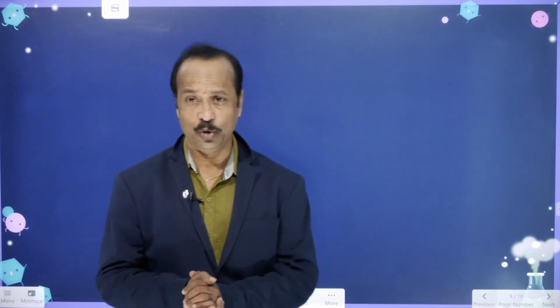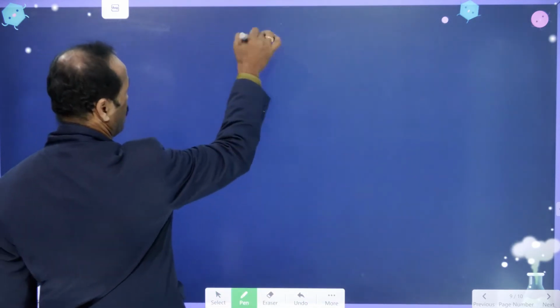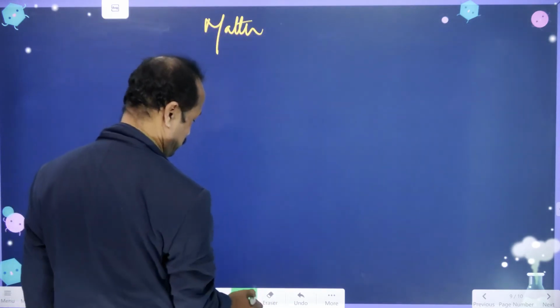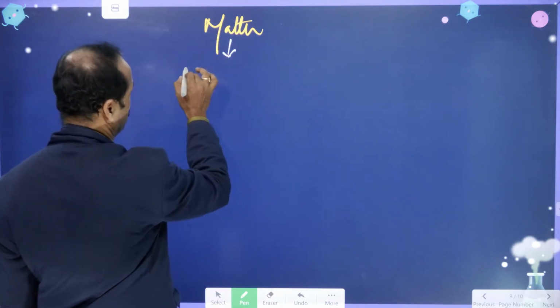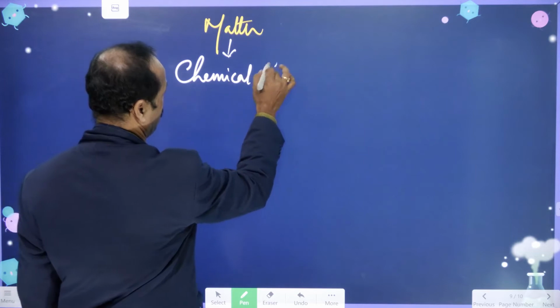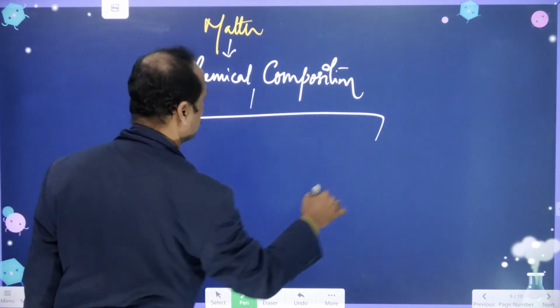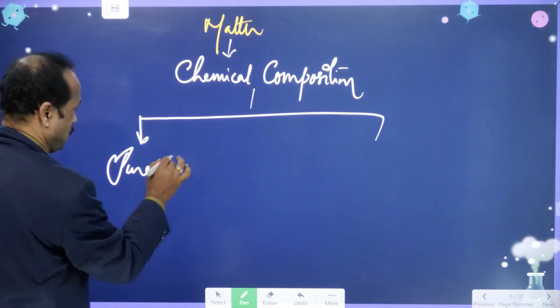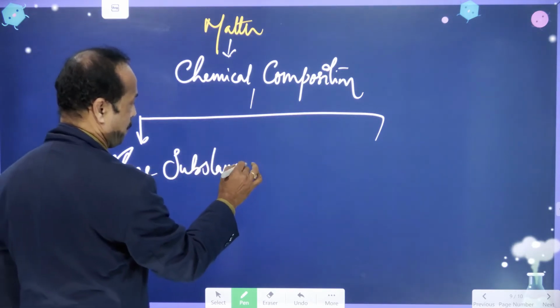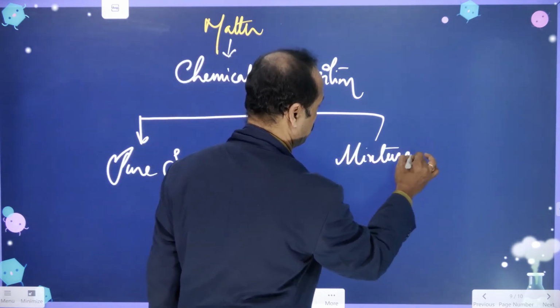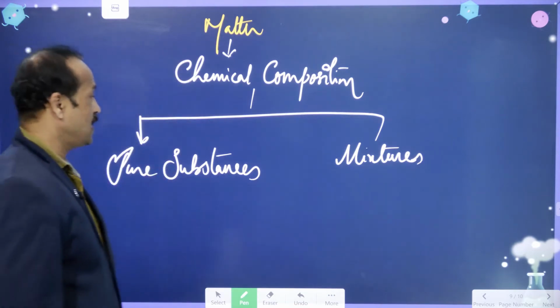Now, based on the chemical composition, matter is again classified into two types called pure substances and impure substances, but instead of impure we call them mixtures. So, pure substances and mixtures.